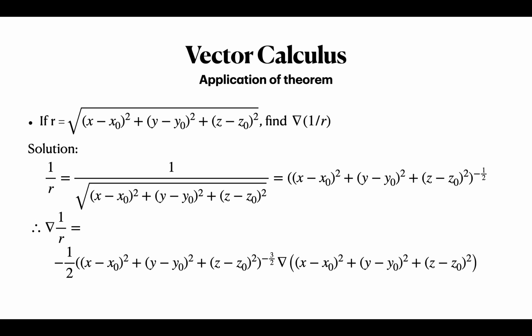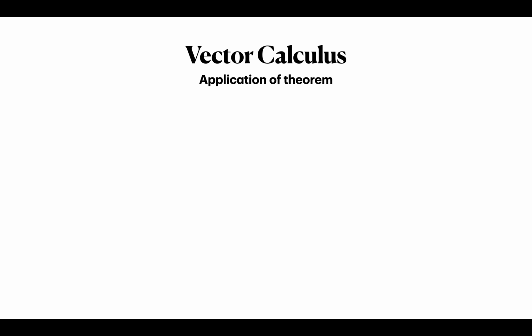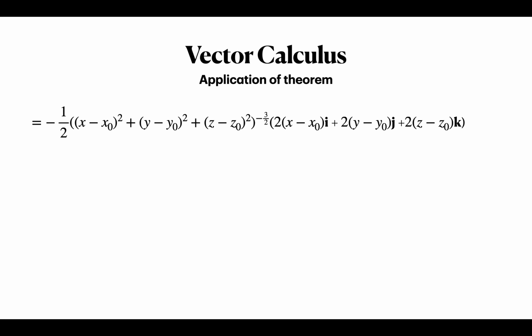And in this case, it's very easy to differentiate with respect to x, because you've got 3 terms here. Only one term depends on x, so you only differentiate one term. So you get 2x minus x naught when you differentiate with respect to x. So you get 2x minus x naught along i, 2y minus y naught along j, plus 2z minus z naught along k, and that's your answer.